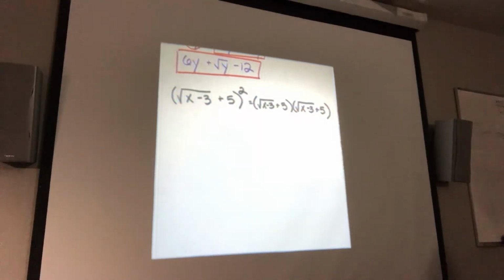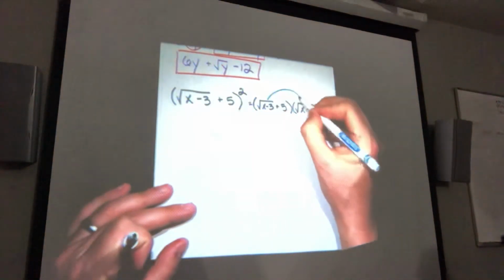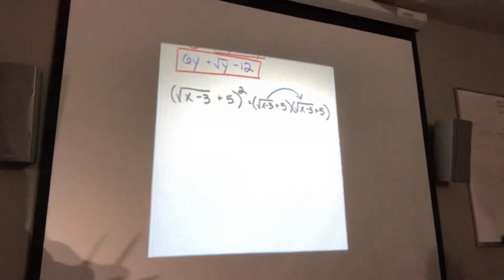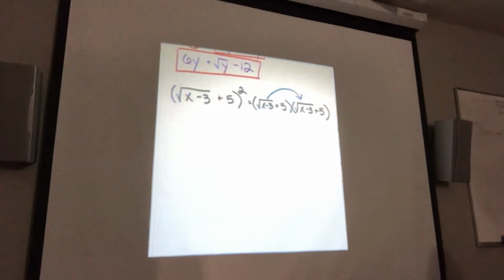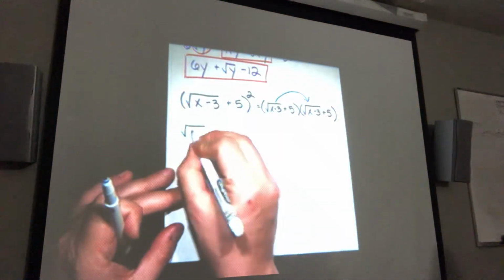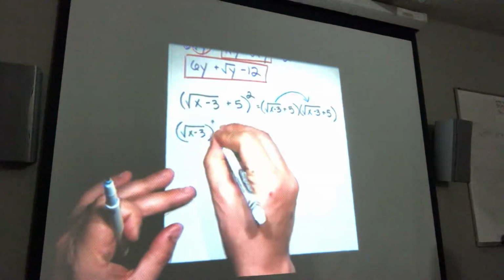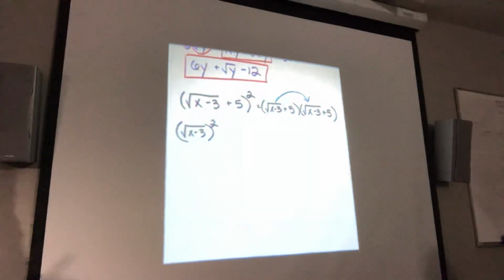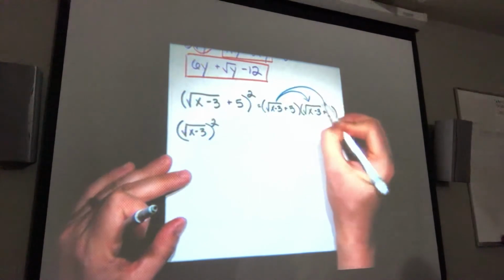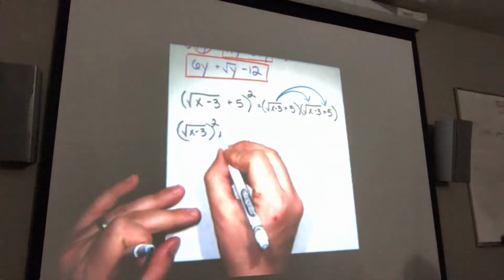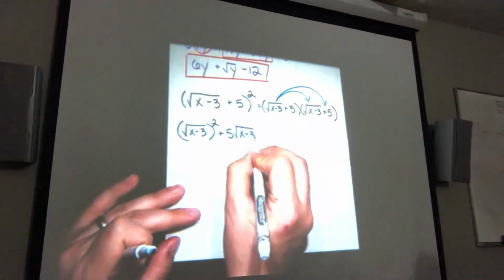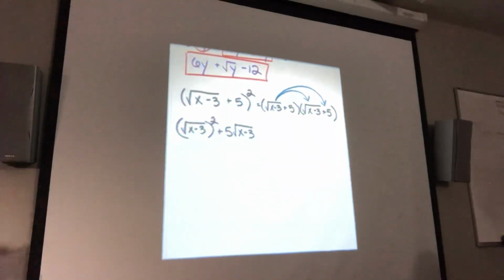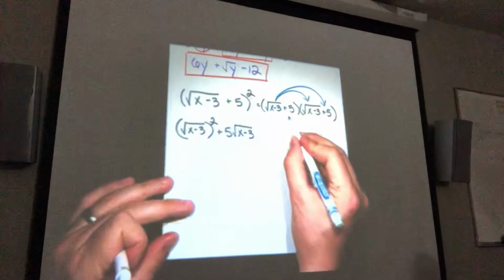Cool. Well, it's still distributive property. I know it looks nasty, but it's still distributive property. So here we go. Square root of x minus 3 times square root of x minus 3 is square root of x minus 3 squared. And then square root of x minus 3 times 5 is 5 square root of x minus 3. Cool? Cool. I like it so far. We got the first square root of x minus 3 distributed. Now let's distribute the 5.